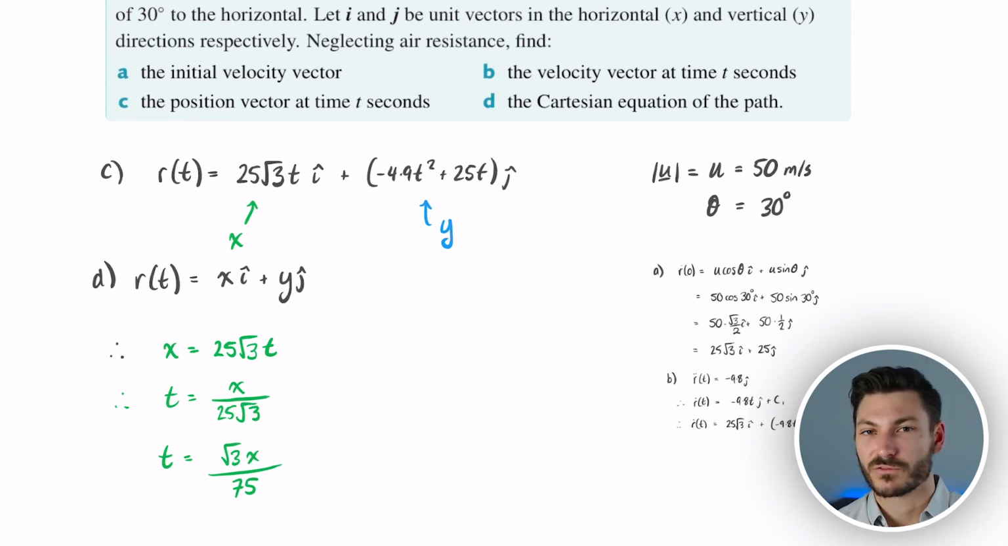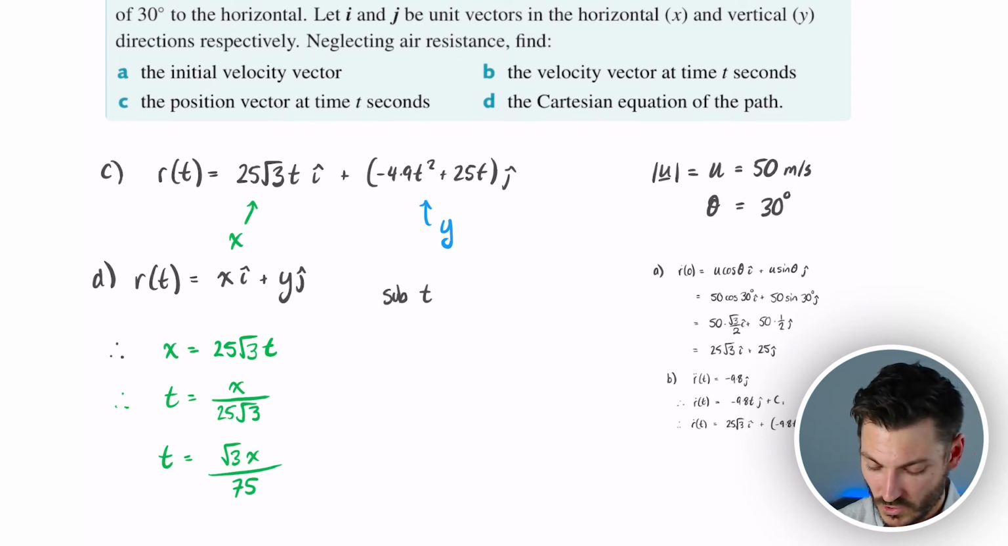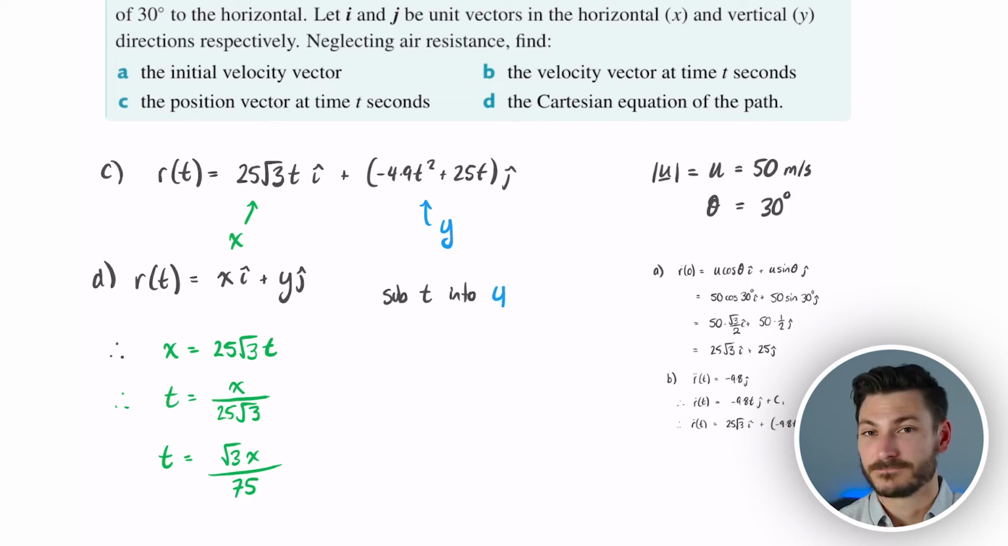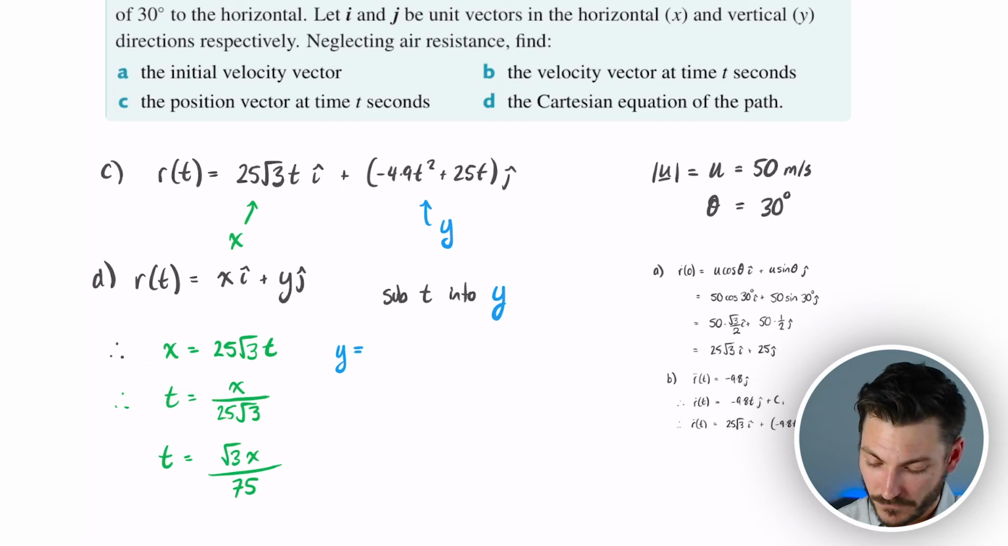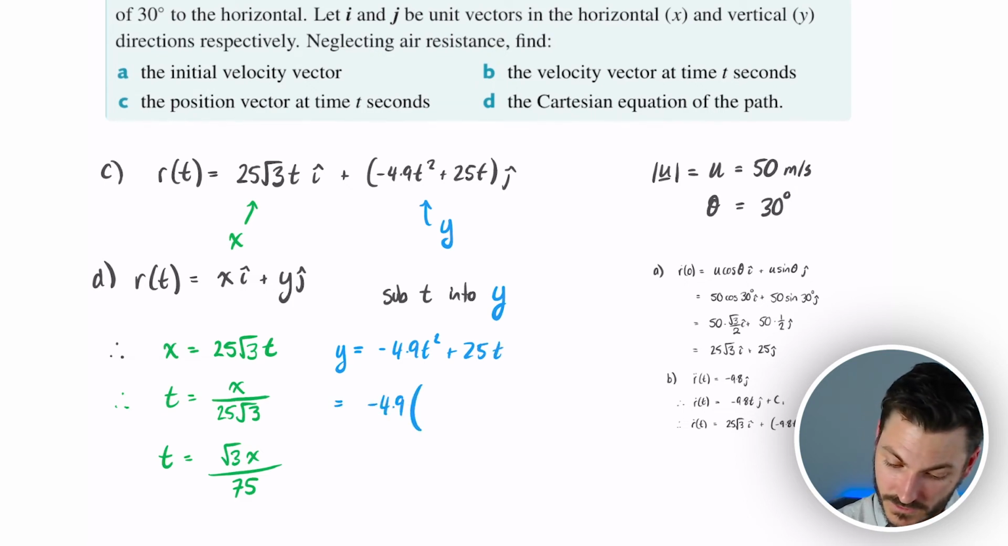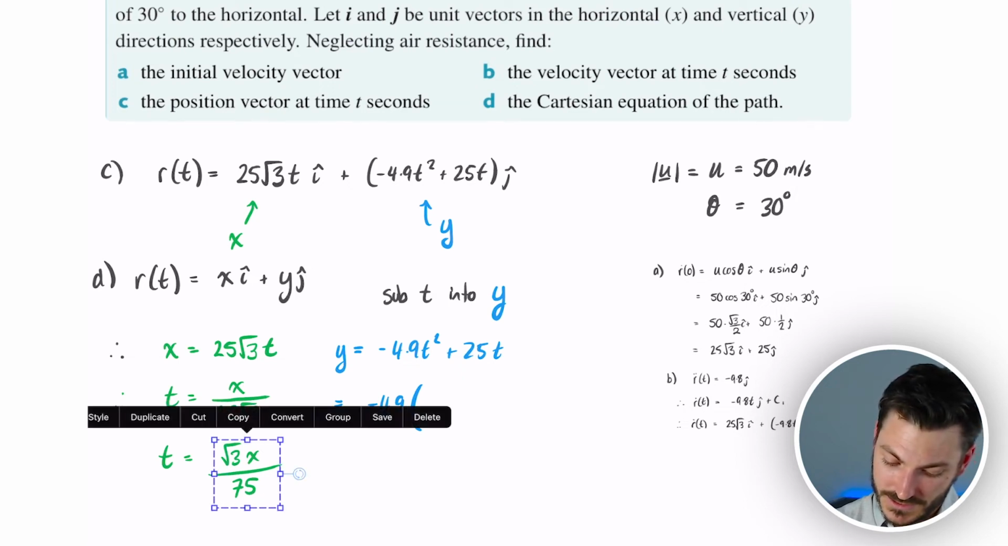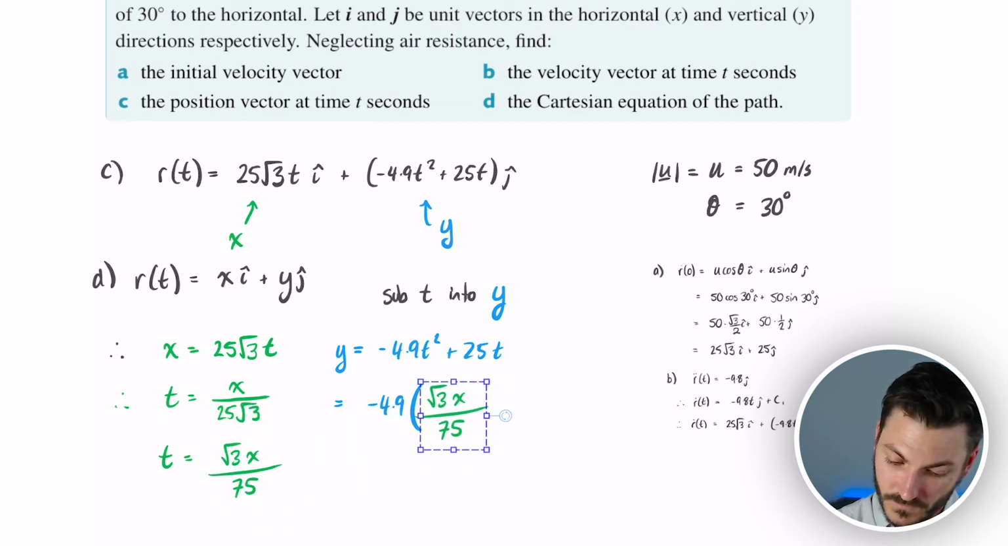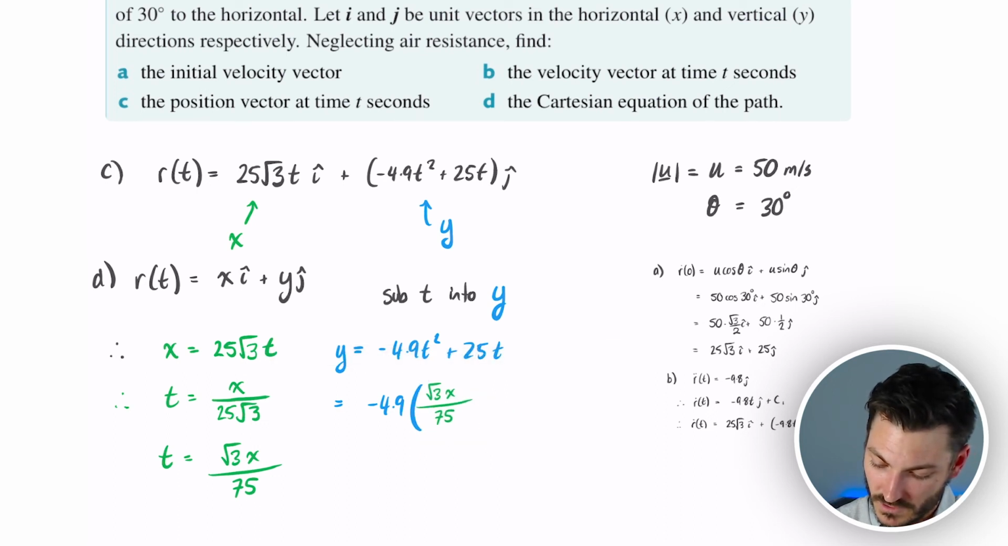Now that's an expression for t in terms of x. The coefficient of x is root 3 on 75, and I'm going to substitute that. So I'm going to sub t into y and get an expression for y equals something. So y, which equals negative 4.9 t squared plus 25t, is going to equal negative 4.9 of t squared, but t is this guy now, which I'm going to duplicate and pop in, squared, plus 25 lots of, and I'm going to run out of room, but we'll see how we go. Duplicate again, maybe make it a bit smaller so it fits.